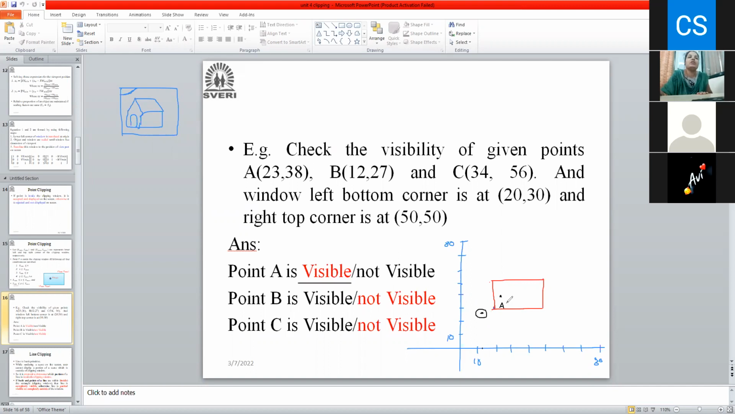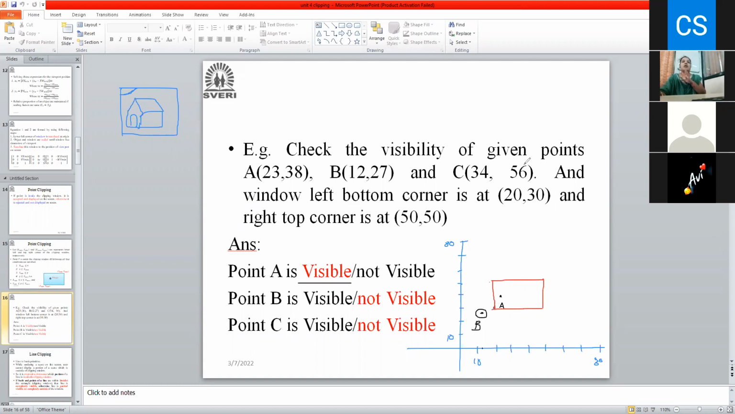Okay. So this point is point B and it does not lie inside because both the conditions are not satisfied. Now what happens with C? The X coordinate of C is in between 20 and 50. 34 lies in between 20 and 50. So half of the expression is true.